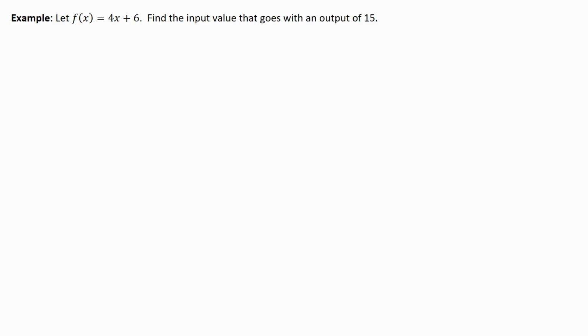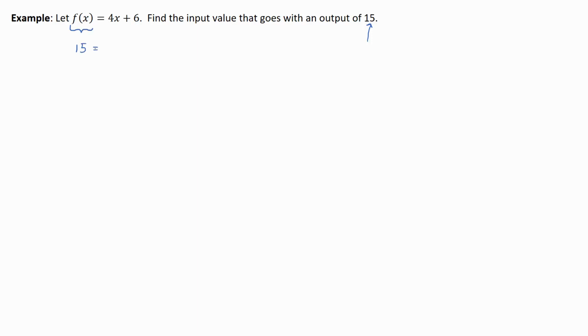In this example, let f of x equal 4x plus 6. Find the input value that goes with an output value of 15. So instead of being given an input value here, you're given an output value of 15. Remember, x stands for the input, f of x stands for the output. So to find the input that produces 15, when you plug it in for x, you've got to replace the output with 15.